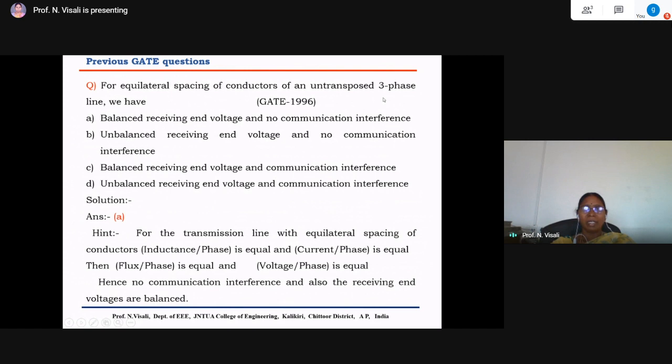For a transmission line with equilateral spacing of conductors, the inductance per phase of each conductor is equal. So the inductance is the same, and the current is going to be the same. When the inductance is the same, lambda by I is the same. When the flux is the same, the voltage will also be the same. Hence there is no communication interference, and the receiving end voltages are balanced. So the answer is balanced receiving end voltage and no communication interference.